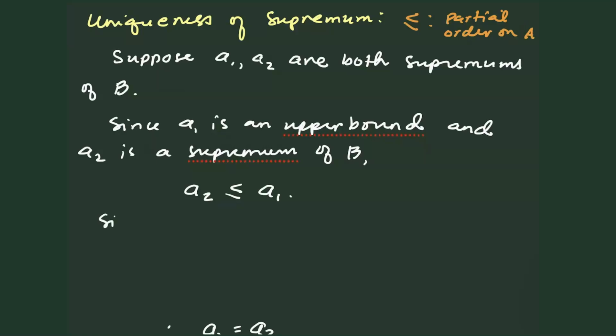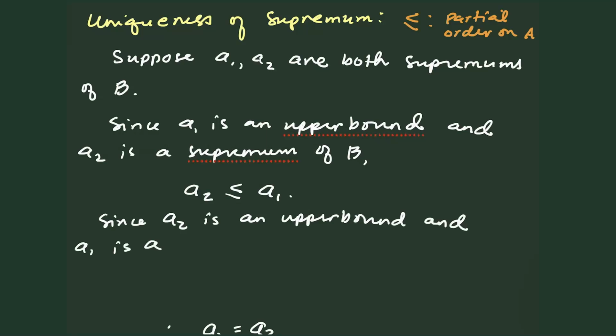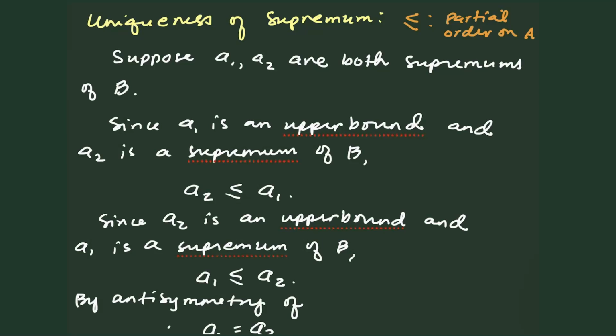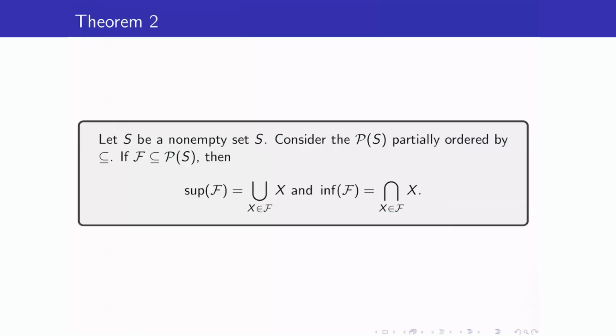So similarly, since A2 is an upper bound and A1 is a supremum of B, A1 has to be smaller than the upper bound A2. And now, by anti-symmetry of our partial order relation, we get that A1 is equal to A2. And the proof for the uniqueness of the infimum is very much similar to that. So it is a good exercise for you to do it.